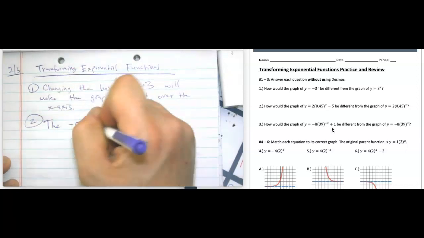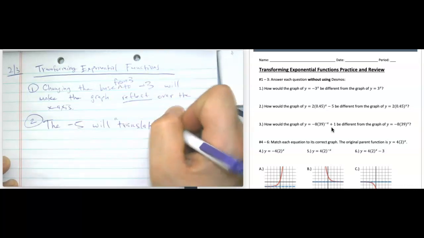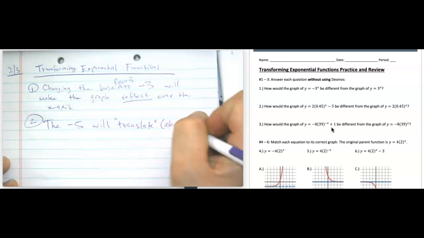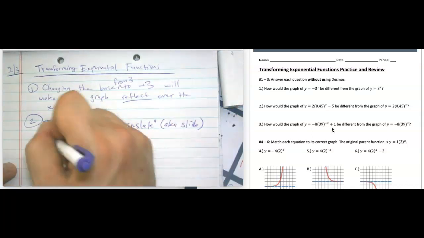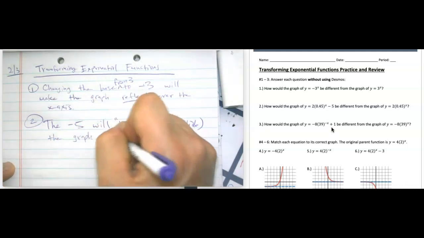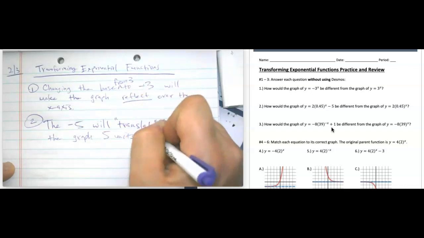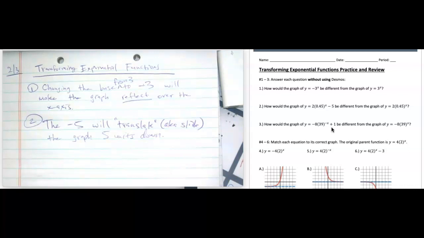The minus 5 will translate. Remember, translate means slide, aka slide, right? The minus 5 will translate the graph 5 units down. That should make sense, right? Minus 5 would be logical to move down, not up, right? If it was positive 5, it'll move up. Minus 5 will move it down. Again, that is a slide down, aka a translation.